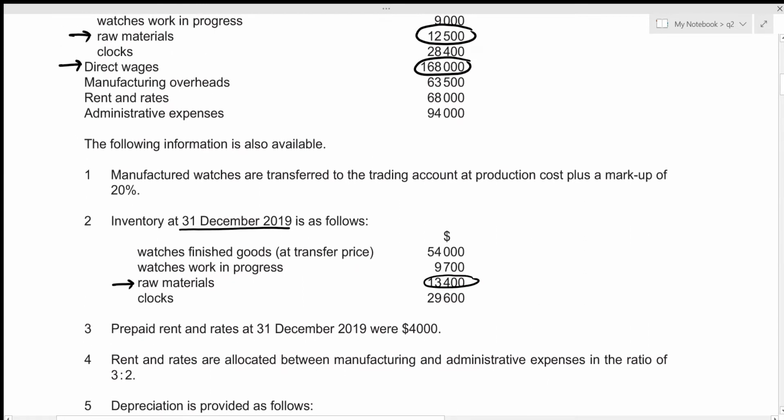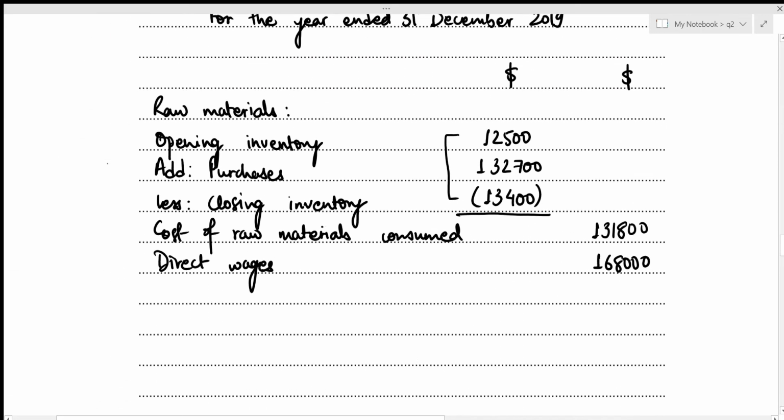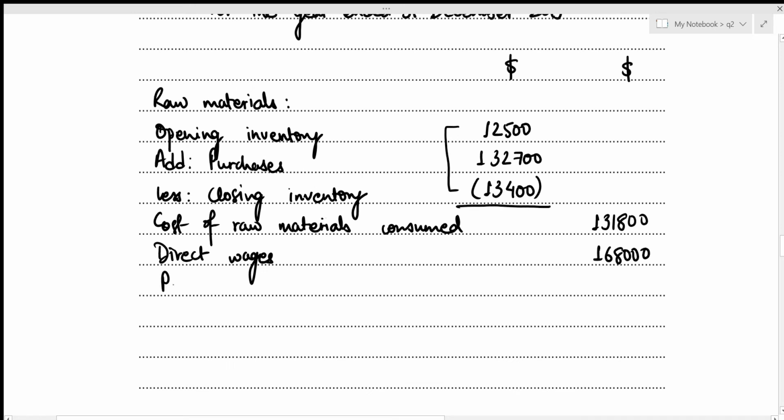Let's see if we have any other direct expenses. So there are manufacturing overheads, rent and rates, administrative expenses. These are all indirect expenses related to the factory, which means that all of our direct expenses are already recorded. So we can move towards figuring out the total of the direct expenses, which is also known as the prime cost. The prime cost would just be the sum of cost of raw materials consumed and the direct wages, which is 131,800 plus 168,000, which results in the value of 299,800.